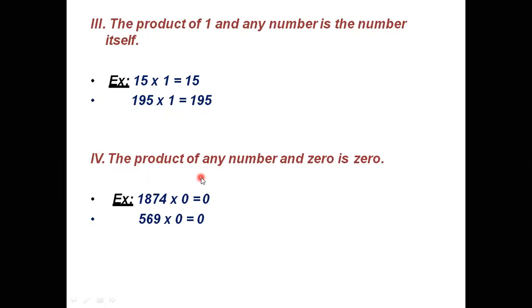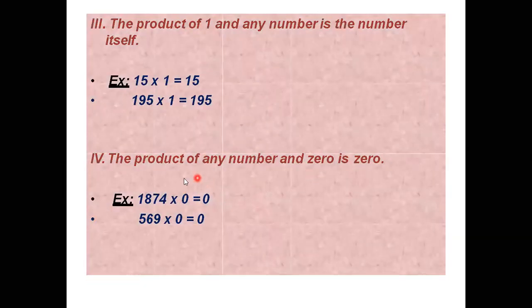Next one, the product of any number and 0 is 0. That means any number, if you multiply with 0, you will get the answer as 0 only. 1874 into 0, you will get 0. 569, if you multiply with 0, you will get 0 only. So any number, if you multiply with 0, you will get 0. So these are the 4 properties of multiplication.